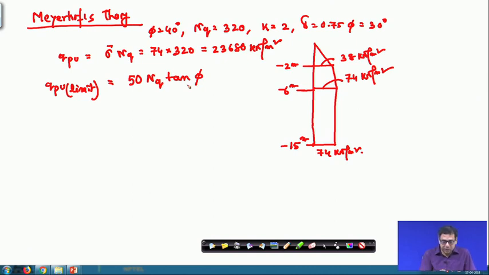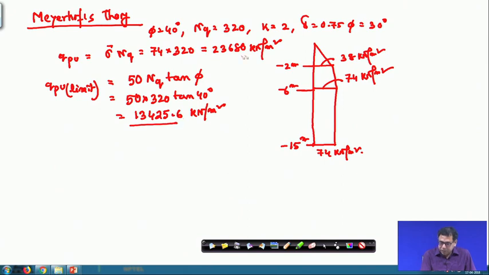So, that means your QPU should not be greater than QPU limit. That is 50 into NQ is 320 and tan 40 degree. So, that value is coming out to be 13425.6 kilonewton per meter square. This is the limit and your value is 2 3. So, it is greater. So, we cannot consider this value. You have to consider this value.